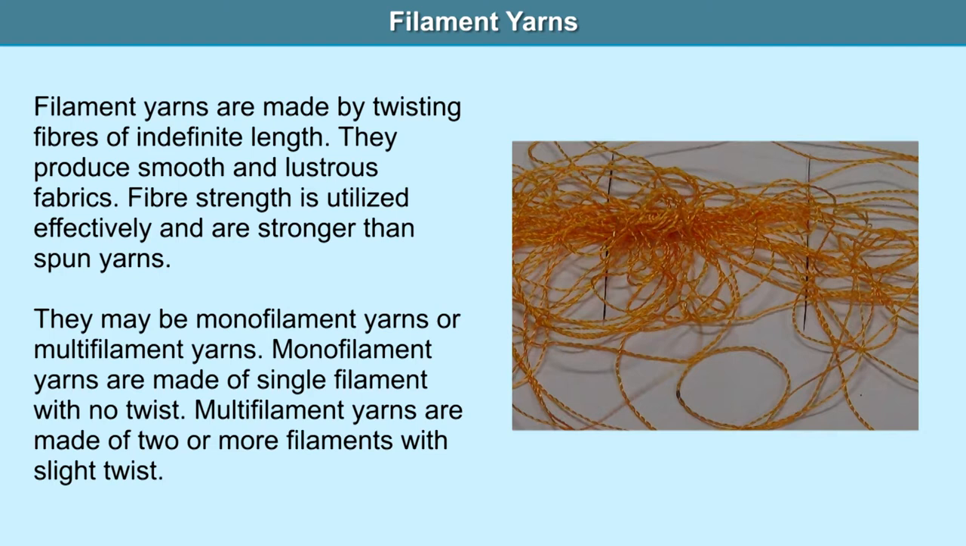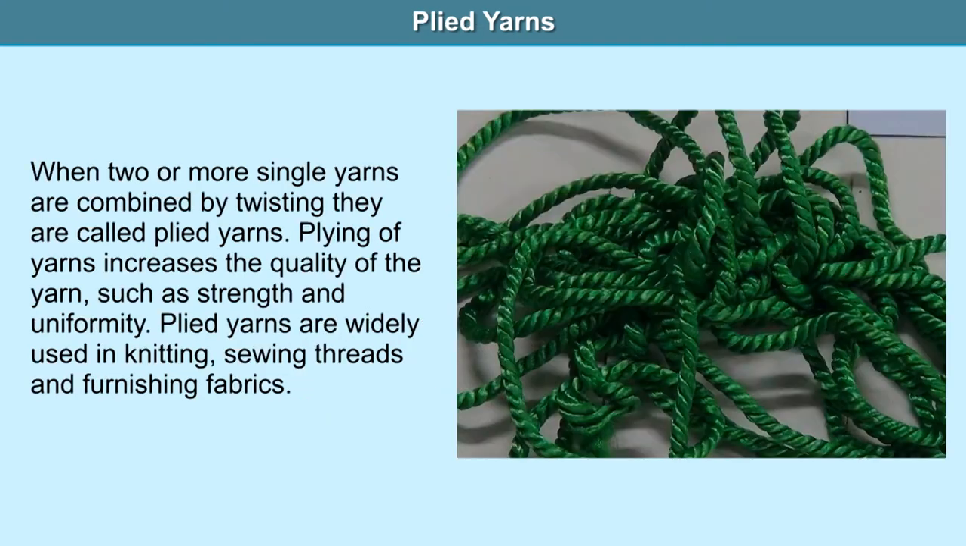Monofilament yarns are made of single filament with no twist. Multifilament yarns are made of two or more filaments with slight twist. Plied yarns. When two or more single yarns are combined by twisting, they are called plied yarns. Plying of yarns increases the yarn quality like strength, uniformity, etc. Plied yarns are widely used in knitting, sewing threads, and furnishing fabrics.